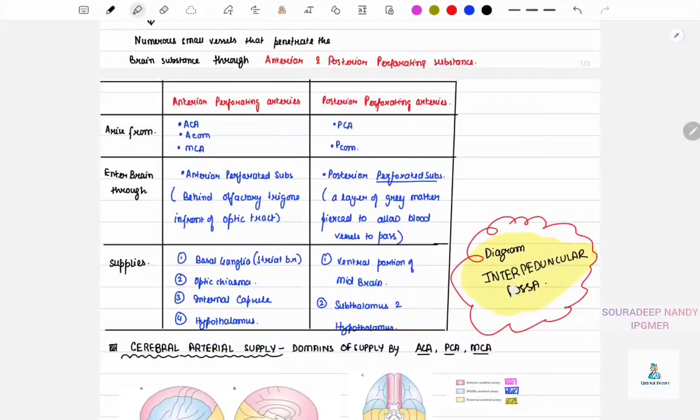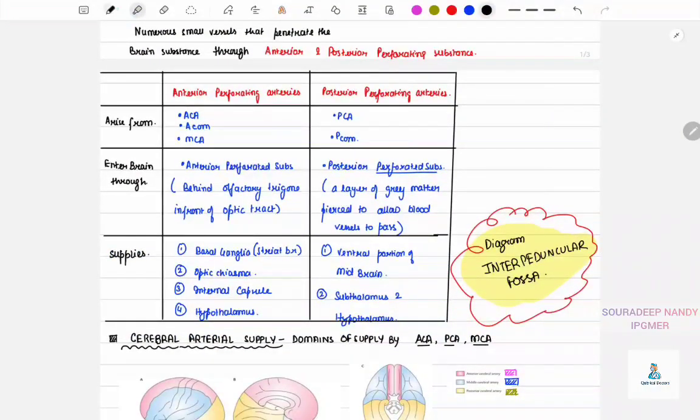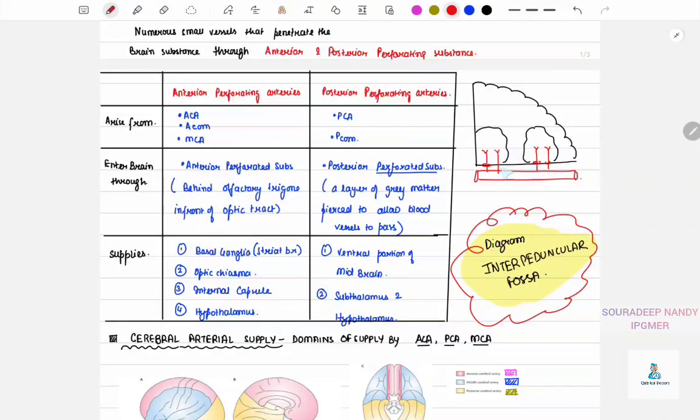Now let us discuss the perforating arteries. The perforating arteries are those arteries which perforate the brain substance to supply the internal structures of the brain. Let us suppose this is our brain, and here is the main artery. Here are some of the internal brain structures. Let us suppose this is the basal ganglia. The perforating branches pierce the brain substance and supply these structures. The region from where they pierce is called the perforating substance. And these are the perforating branches.